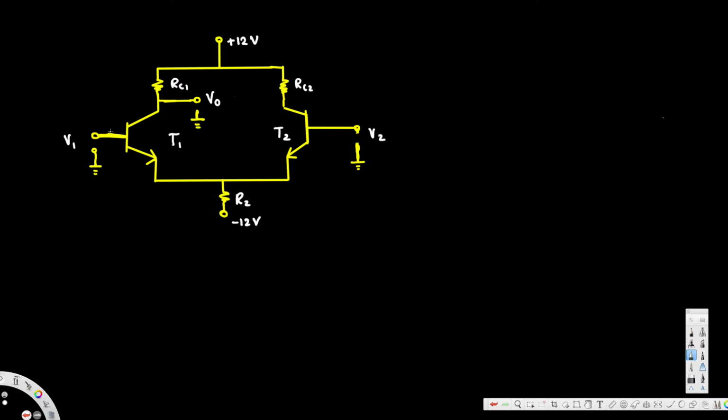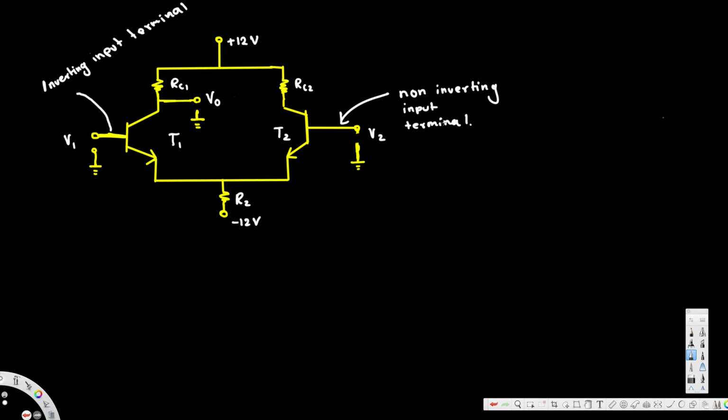Now let's go ahead and continue. This side is called the inverting input terminal, and this one is called the non-inverting input terminal. This is the inverting input terminal and the non-inverting input terminal.